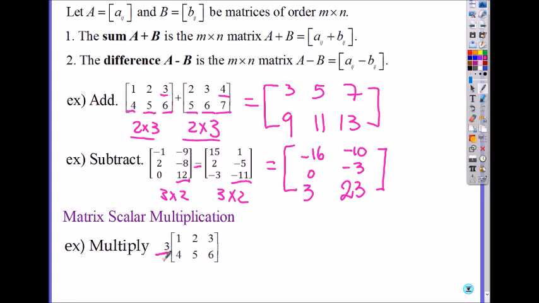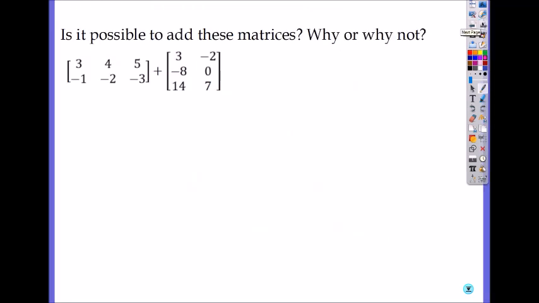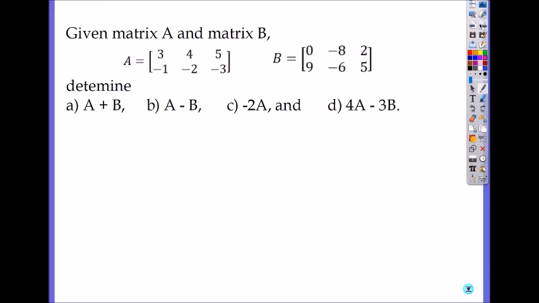But what about multiplication? Scalar 3. You triple every single number. So it equals 3, 6, 9, 3 times 4, 12, 15, and 18. It's not hard, right? But when you multiply matrix by matrix, that becomes a little complicated. I guess that's what we're doing tomorrow.